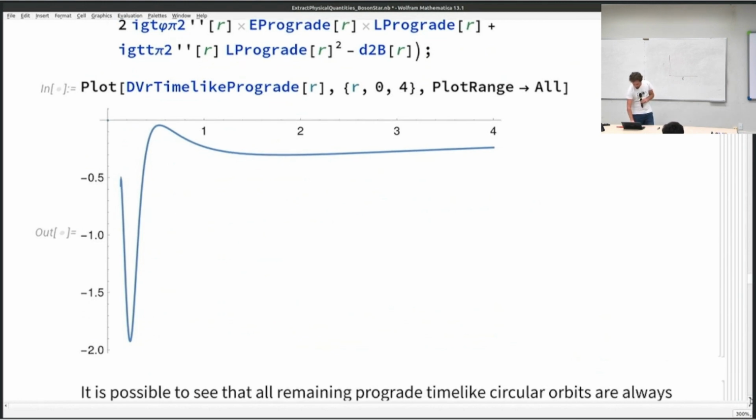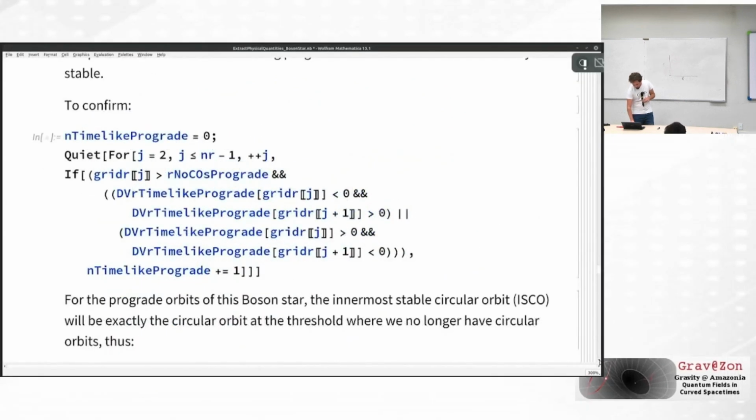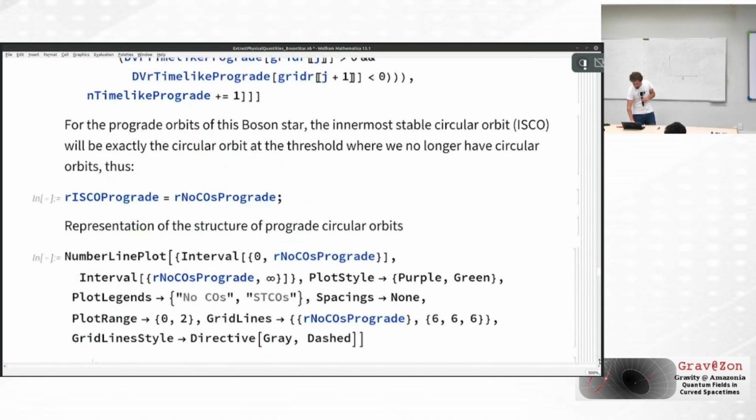Here is just to show that there is no zero for that second derivative. So it's always negative and therefore always stable. Since in this case you always have stable circular orbits from infinity up to that inner region where you don't find circular orbits, the ISCO, the innermost stable circular orbit, will be exactly at that point. You can have stable time-like circular orbits all the way down to that point where the angular frequency starts to be complex.